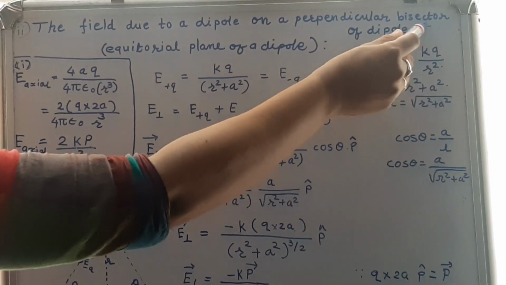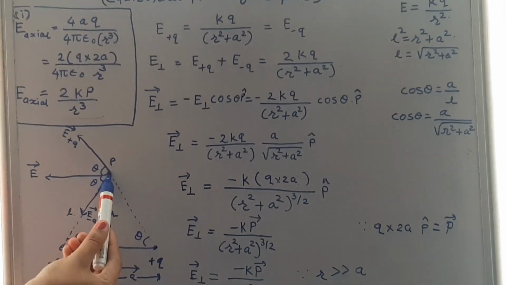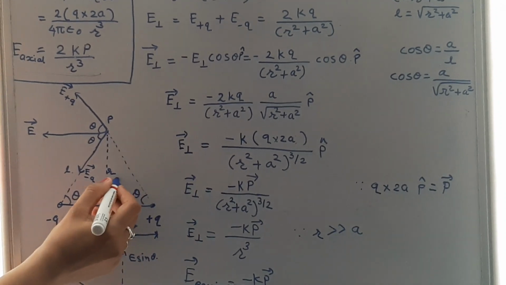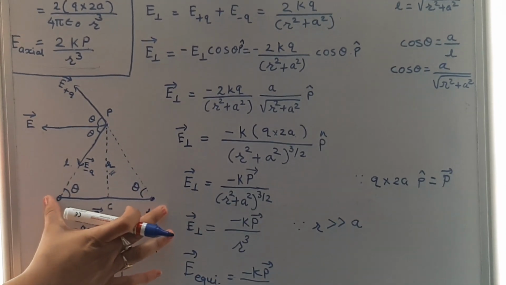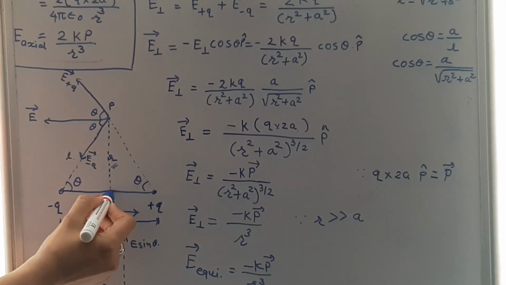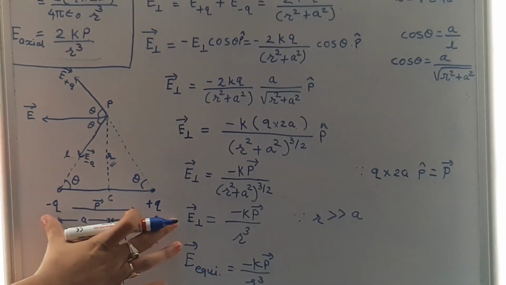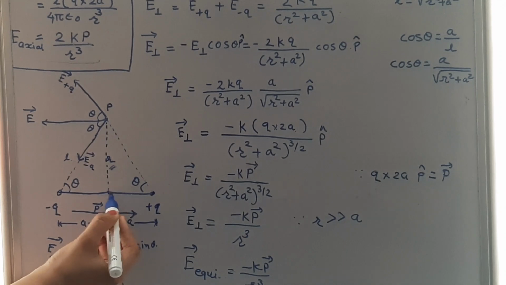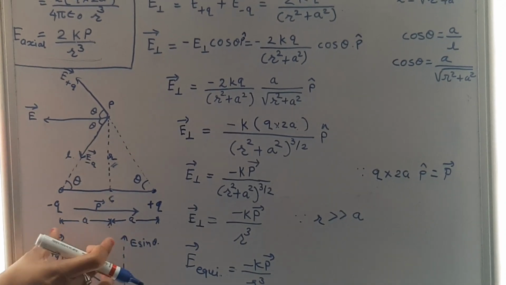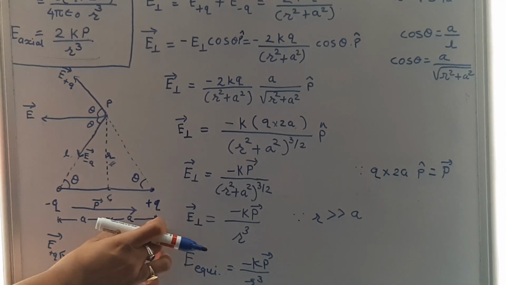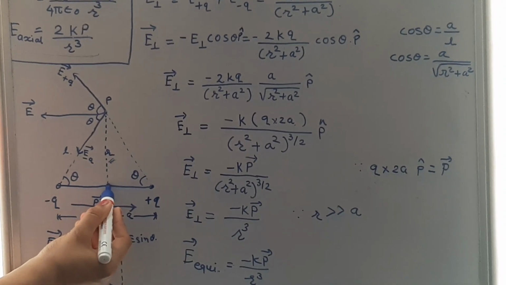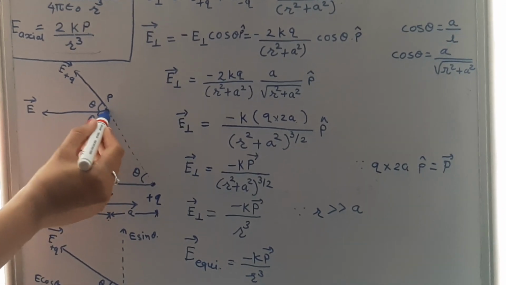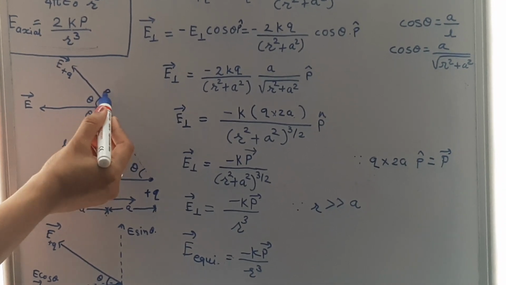So perpendicular bisector of a dipole means that point P is located at distance r from the dipole at the center, from the center of the dipole. So this is the dipole, and the charges are separated by distance 2a. If I take the center C of the dipole, then this much distance is a and this is a. From the center, if I draw the perpendicular bisector, then P is located here. So we have to find the electric field at this point.